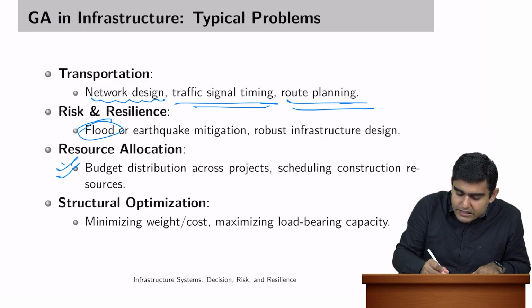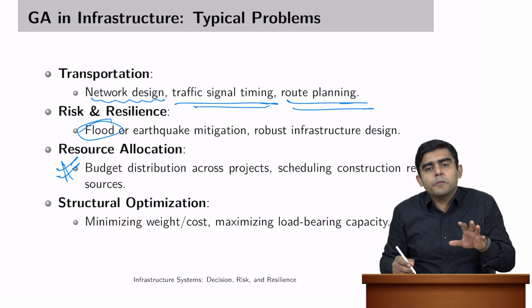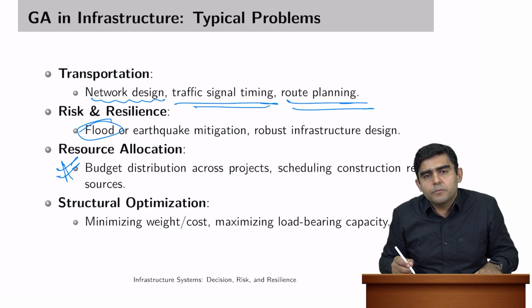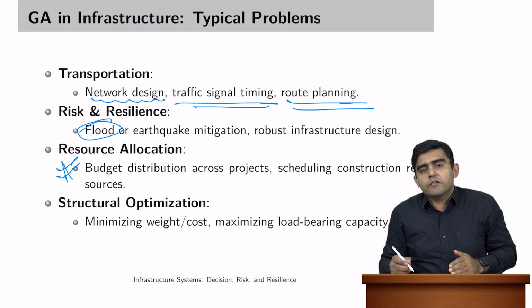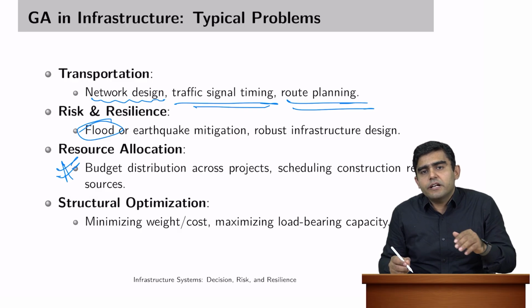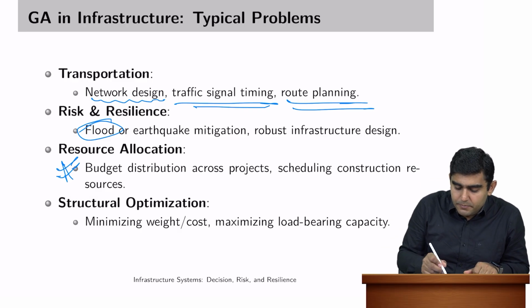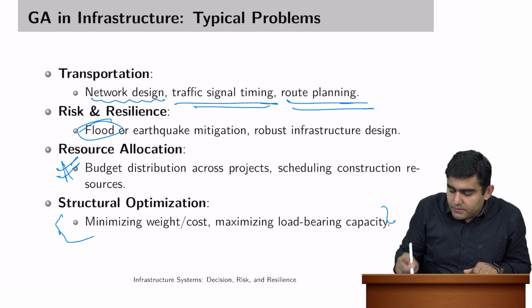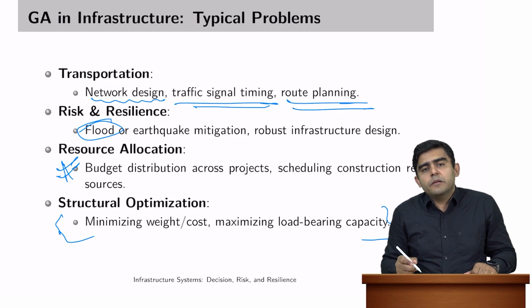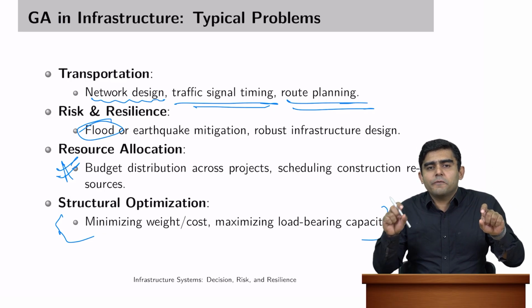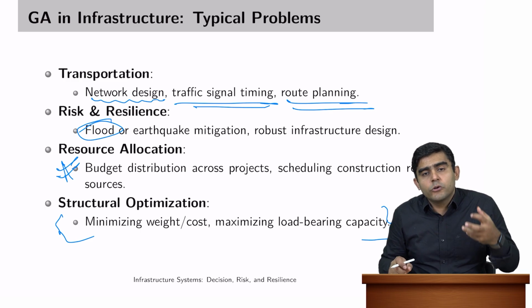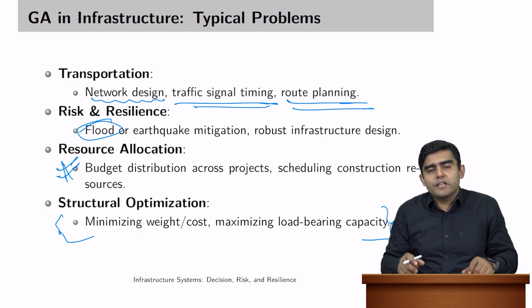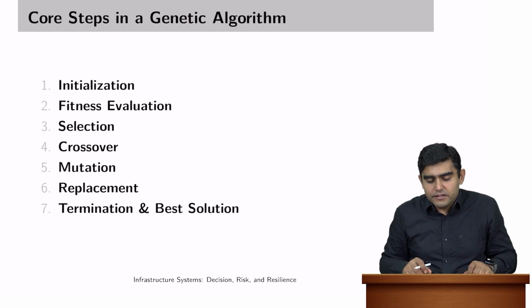Then budget allocation is another area. When you have multiple competing objectives within the project, multiple activities that compete with each other in terms of prioritization, that is where genetic algorithms again help. And in terms of structural optimization, it is used to minimize the cross-sectional areas of various structural members, as well as maximize the load-bearing capacities of various elements that we are considering.